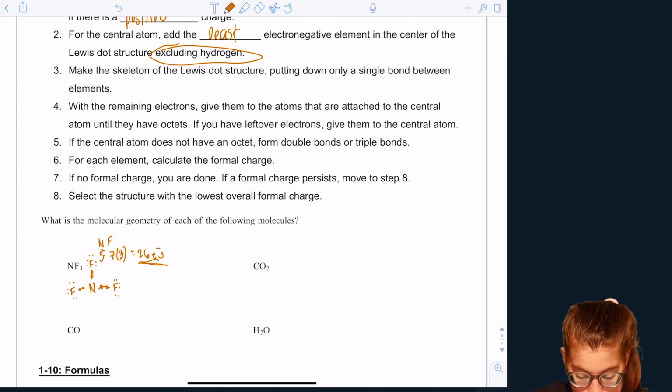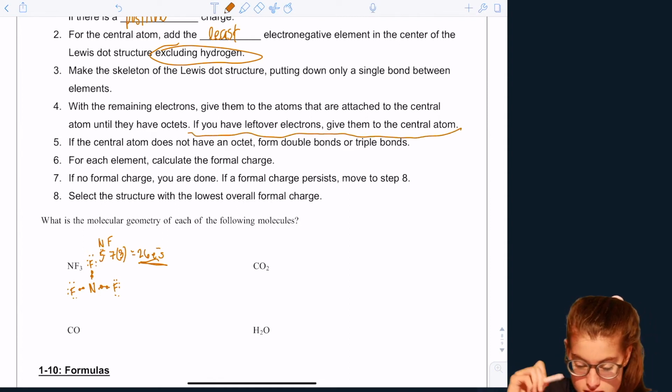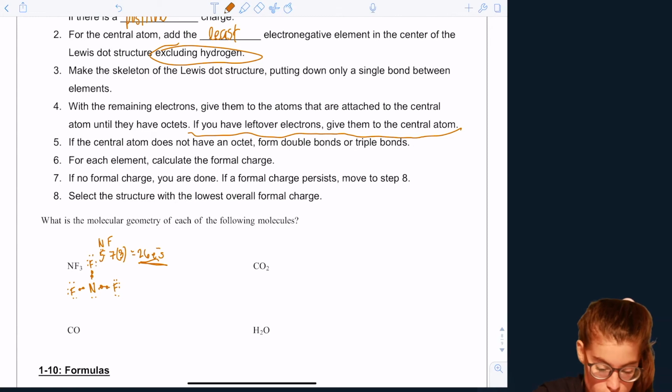And if the central atom does not have an octet, if you have leftover electrons, give them to the central atom. So we have 2, boom, boom, there's the central atom. And that actually equals 26.